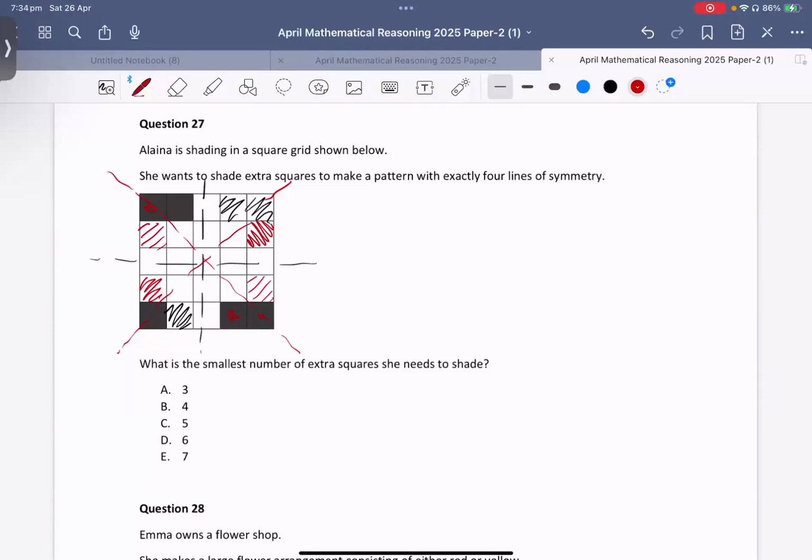How you can imagine diagonal symmetry is if you fold the shape across the line, does it match up? So what is the smallest number of extra squares she needs to shade? All you guys need to do now is count, right? 1, 2, 3, 4, 5, 6, 7. So the answer here is E. She needs to shade 7 of them. Okay.